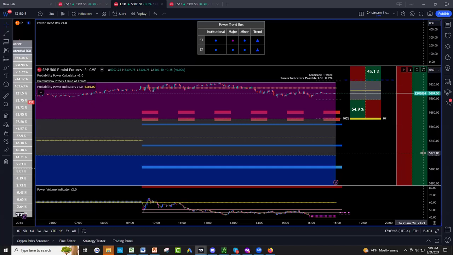So you have the open price. Then you have the institutional zones as reference. As you see, the institutional zones are aligned with the edge of this one, so it's not very helpful. Then you have the minor zone, then you have the major zone.